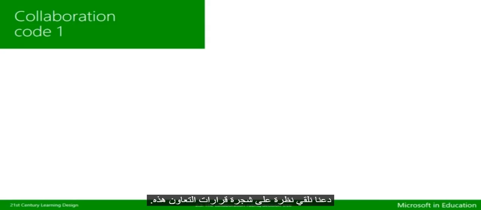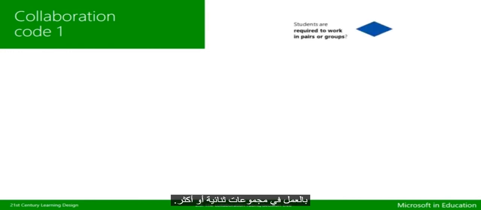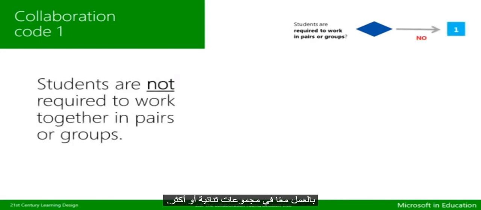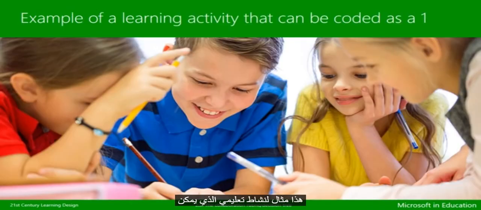So let's look at this collaboration decision tree. The first question asks if students are required to work in pairs or groups. If the answer to this question is no, students are not required to work together in pairs or groups, then the learning activity is coded as a 1. This is an example of classroom activity that can be coded as a 1.